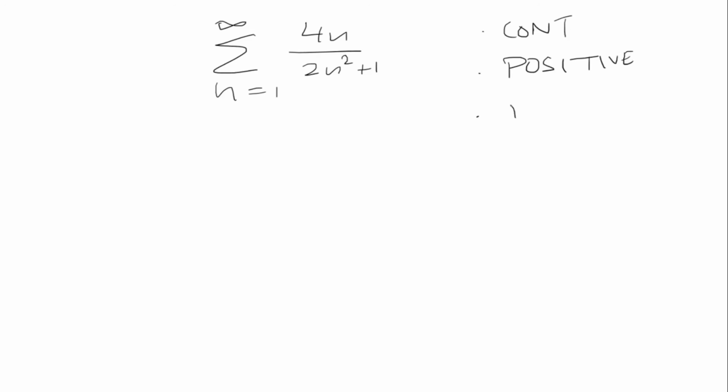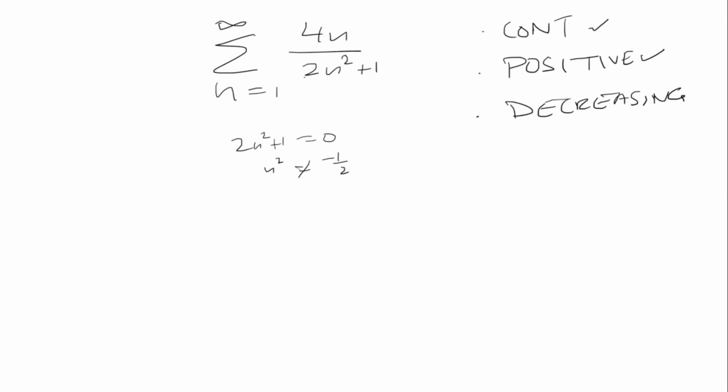I have the sum from n equals 1 to infinity, 4n over 2n squared plus 1. So let's quickly look at the conditions. So continuous, positive, decreasing. This one should be obvious. I'm only working with positive numbers, so there's no subtraction, so it's always going to be positive. It is continuous because the denominator is never 0. Because if you set 2n squared plus 1 equal to 0, n squared would be negative 1/2, but that never happens for any real numbers.